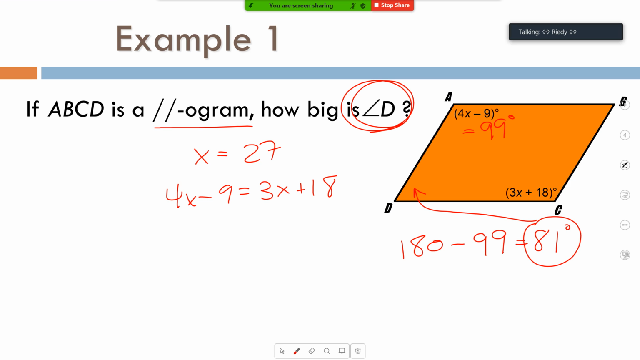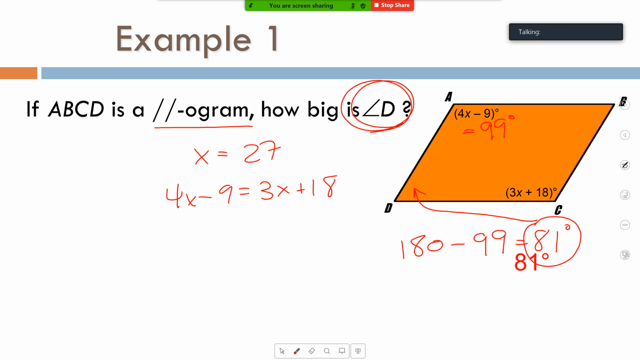So, at that point, you have a couple options. You might recognize that A and D are supplementary because they're adjacent angles in a parallelogram. If you don't, you also know that all 4 of the angles add up to 360, and angle D and angle B are congruent. So you could do 360 minus 99 divided by 2, and you'll get the same answer of 81. Well done, thank you. Questions?